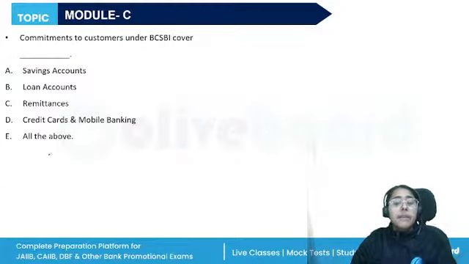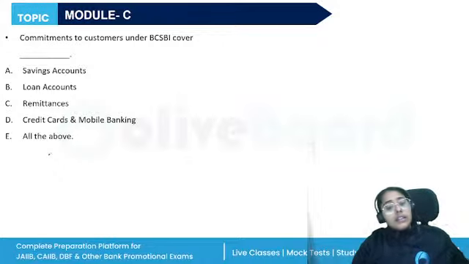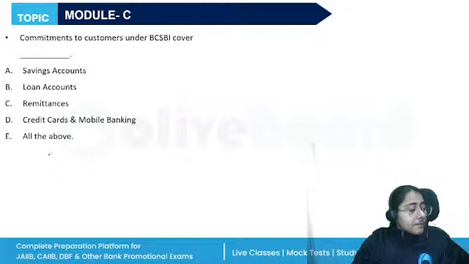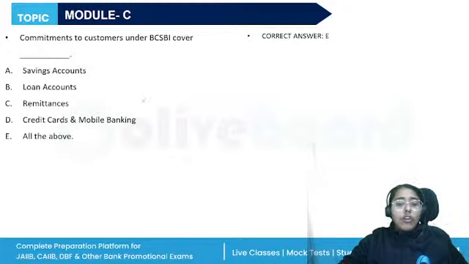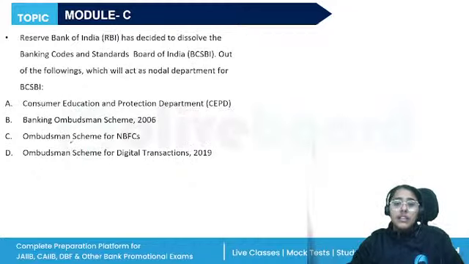Next, commitment to the customers under BCSBI. Again, which products are covered? Savings account, loan account, remittances, credit cards and mobile banking. Which products and services are covered under the BCSBI commitment to customers? Again, all of the above are covered. These are the key commitments when dealing with the individual customers.